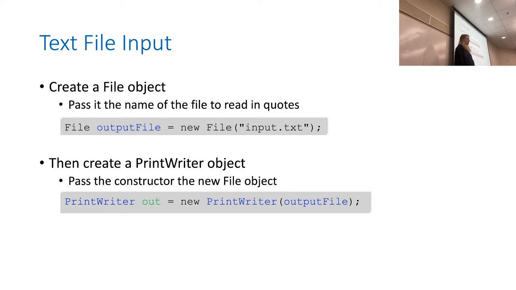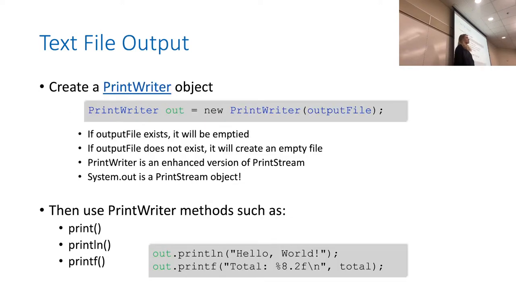We kind of have. Because while we have not seen PrintWriter before, PrintWriter is a subclass of PrintStream. And you know what else is a subclass of PrintStream? System.out. And so, with a PrintWriter object, although it is a new object, we can use the PrintWriter methods such as print, println, and printf that we've used with System.out the entire semester.